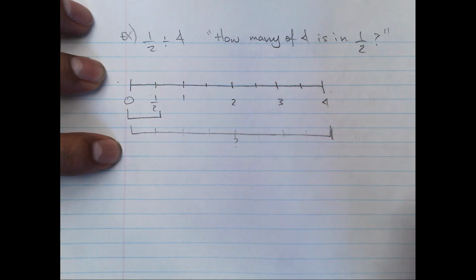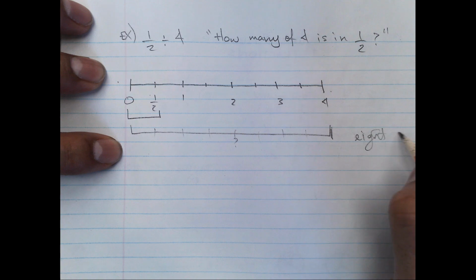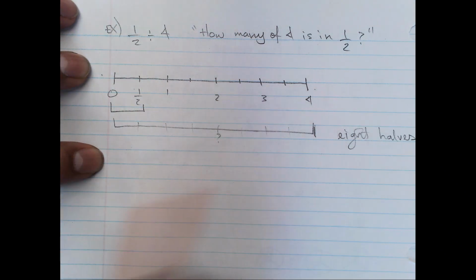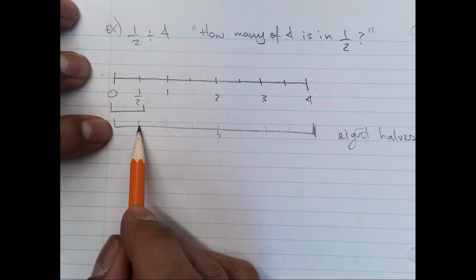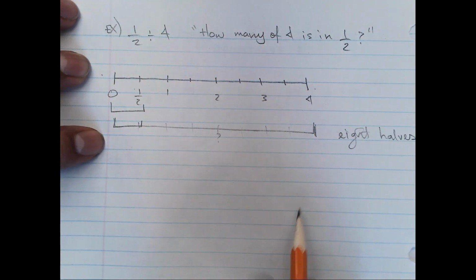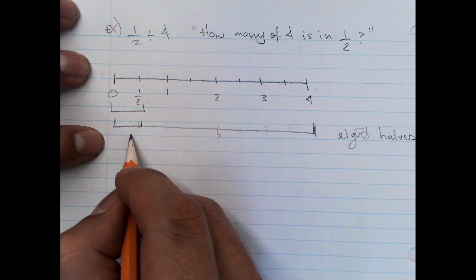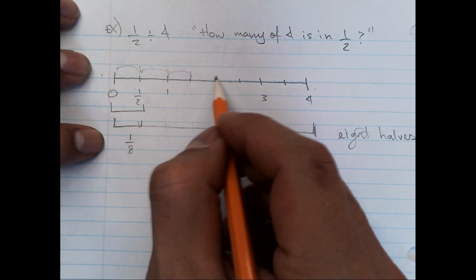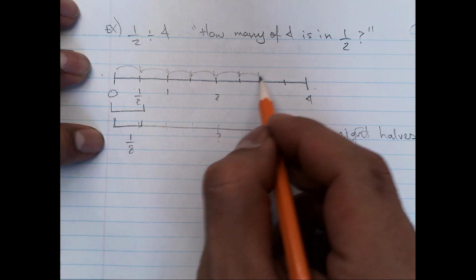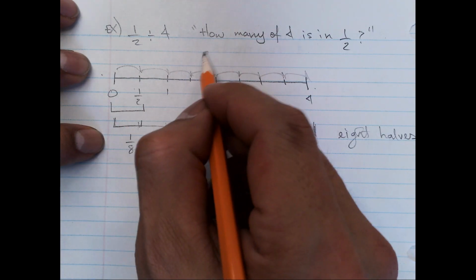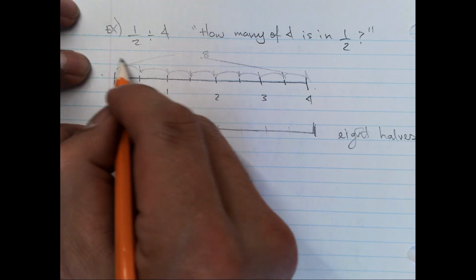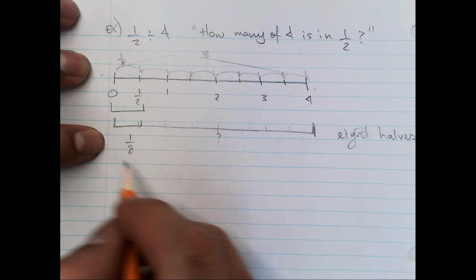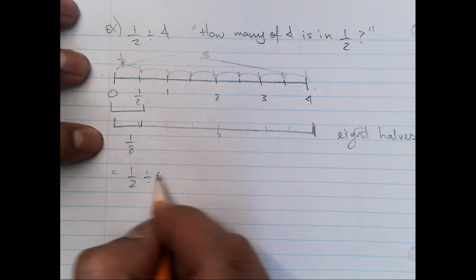8 halves. There are 8 halves in here from 1 to 4. How many can you fit in there? You can only fit one of them in there. So our answer should be only 1/8, because here's a half, here's a half, here's a half. You have 8 of them. Okay, all together you have 8, but you can only fit 1 out of the 8 in there. So our answer for this, 1/2 divided by 4, is equal to 1/8.